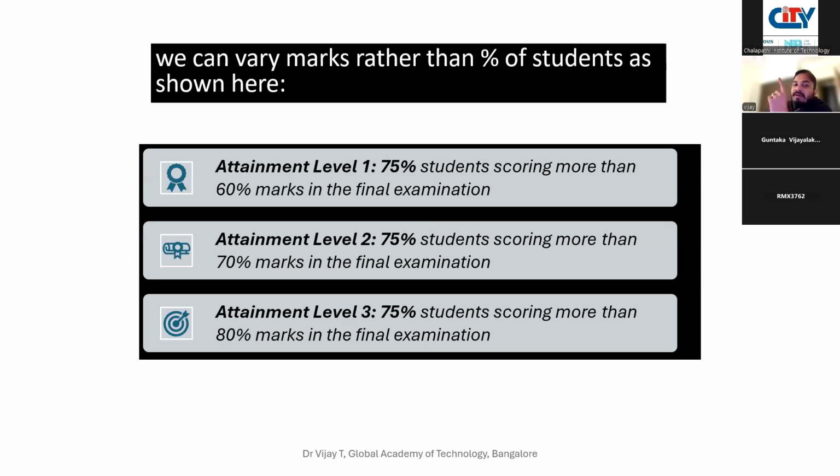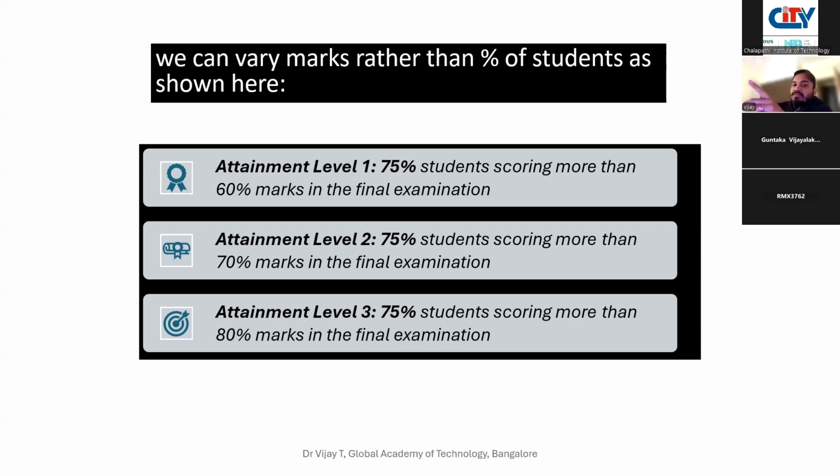So attainment level 1. When do you say that it is attainment level 1? 75% of students scoring more than 60% of marks in the final examination. So here the percentage of students I am maintaining the same. If it is a class of 100, 75 students, if they are scoring more than 60% of the marks, then I'll give attainment level 1. If they're scoring more than 72, level 2; if they're scoring more than 80, then 3. The percentage of students is maintained constant here.